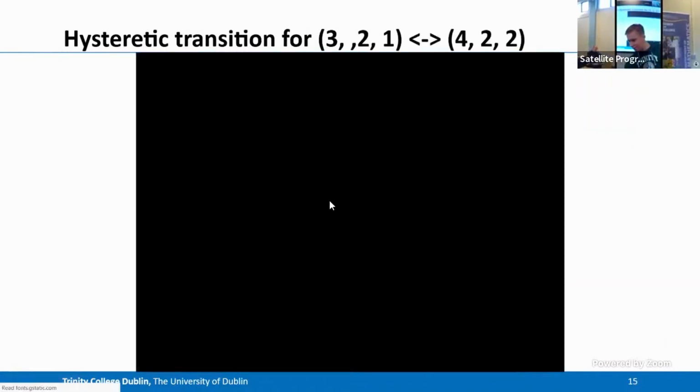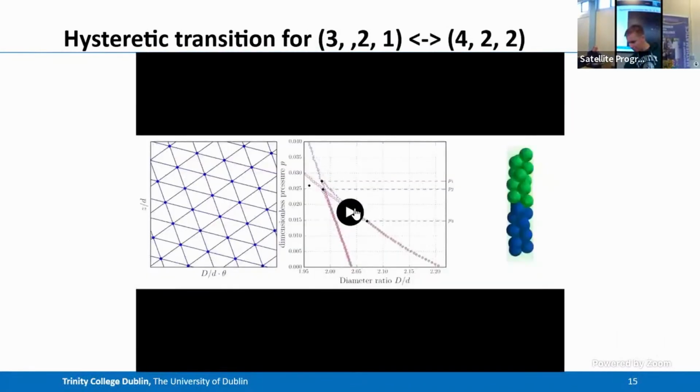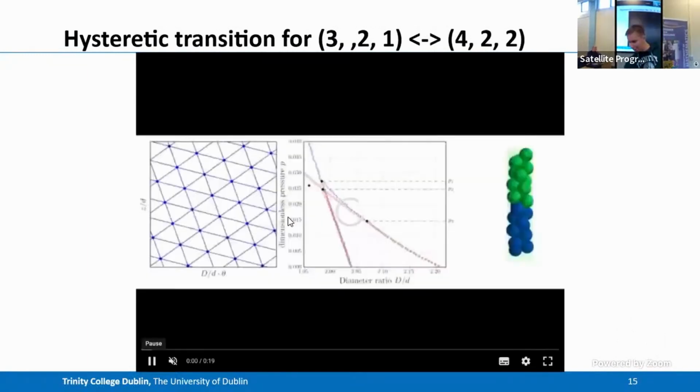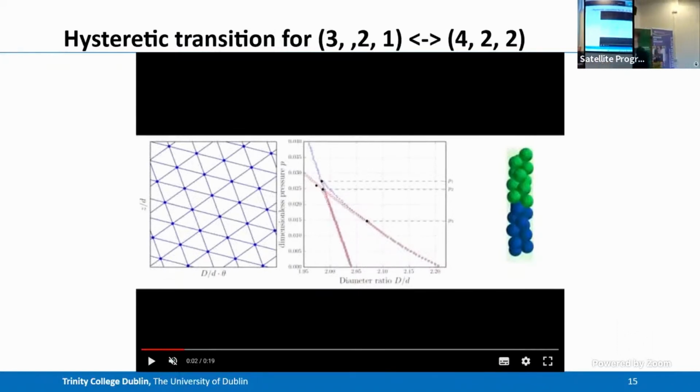And we did a little video of this. In the center of this, you can actually see one of these stability diagrams for a 3-to-1 to 4-to-2 transition. And we'll follow along this path here now. If I play the movie, we will first increase the diameter ratio, and then we revert it and decrease the diameter ratio again. And here you'll see the contact network, and here you actually see the actual packing.